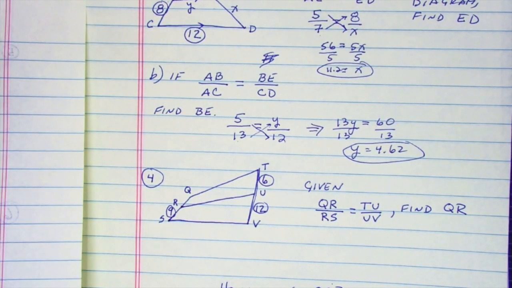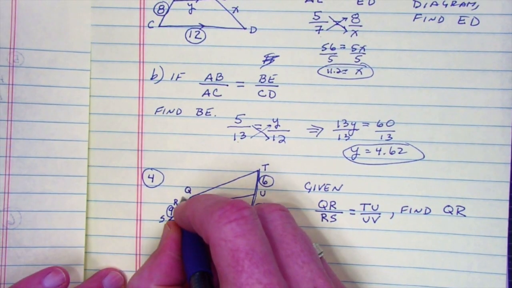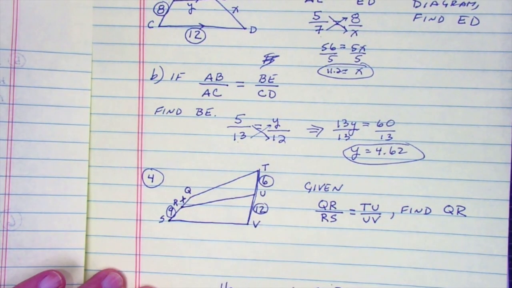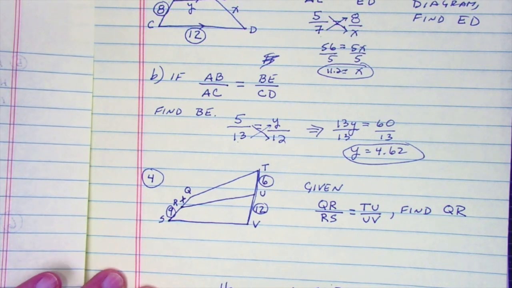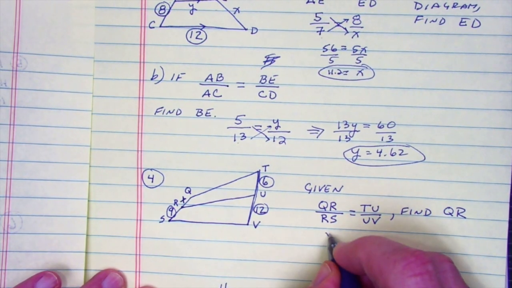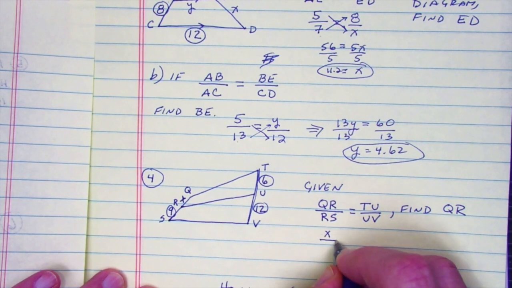Okay? All right. So here's the last one on this page. Then we've got a couple more on the next page. So I gave you a proportion here, and we're looking to find QR. All right. So we don't know. So this is QR, so I'm going to call that X, since we don't know that one. Or you could just leave it as QR, it doesn't matter.